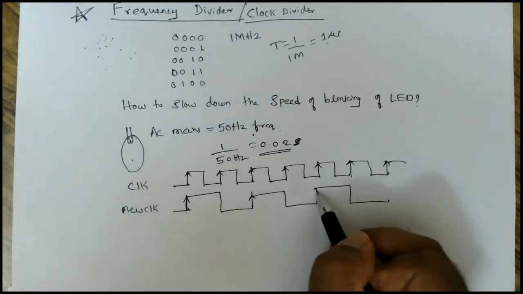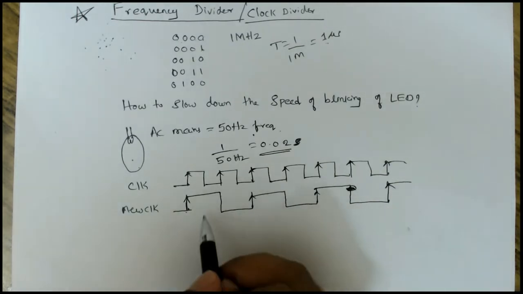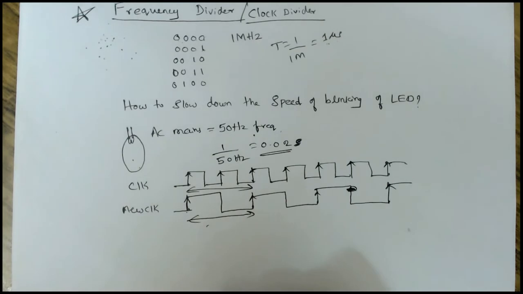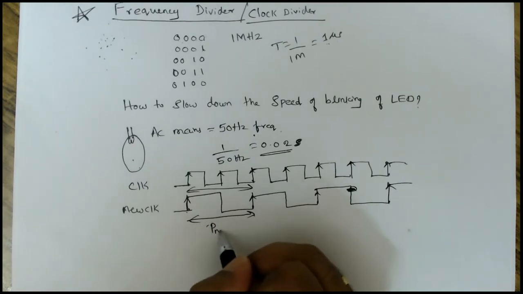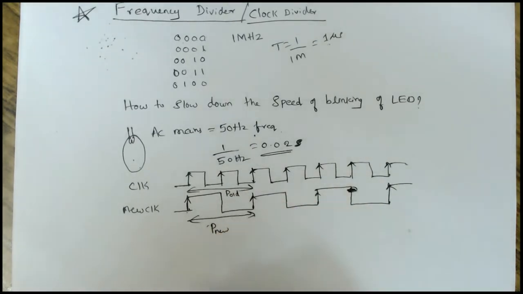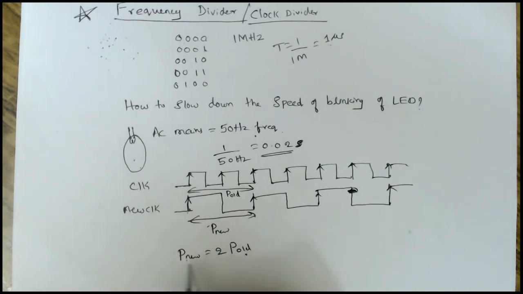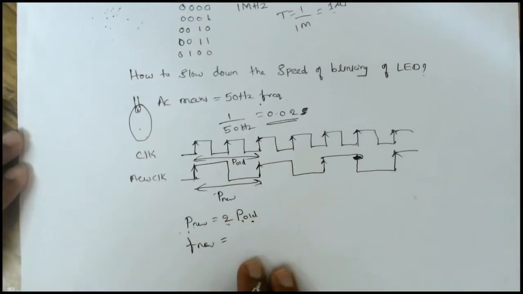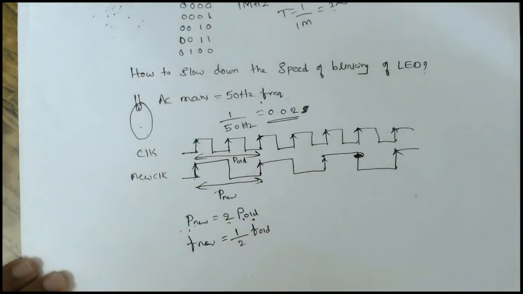So I call this the frequency divided by 2 times, which means in one clock period I have 2 clock periods here. For example, the clock period of the new clock I call P new. The clock period of the old clock is P old. P new is 2 times P old. So this is a period, or time, I can say. If I take its inverse, in terms of frequency, f new will be half the frequency of the old clock. So this is a concept.